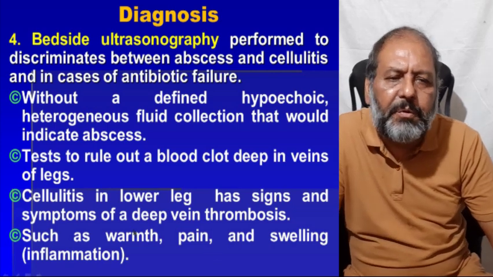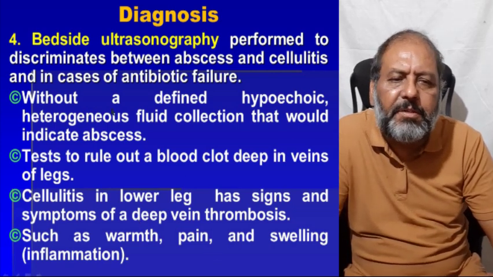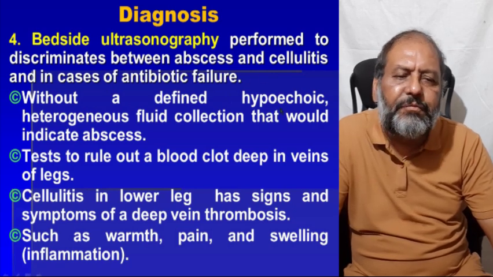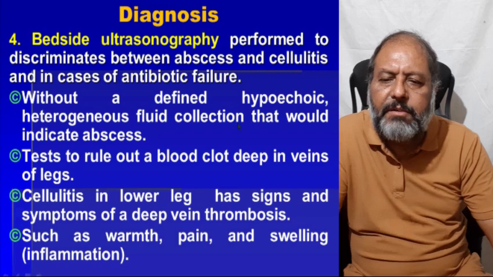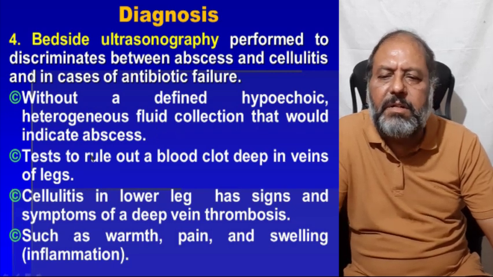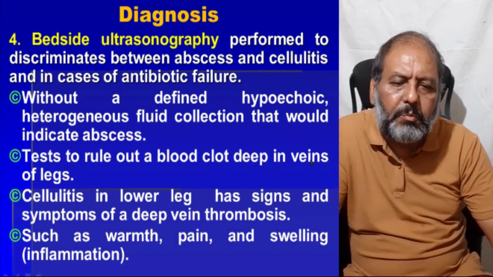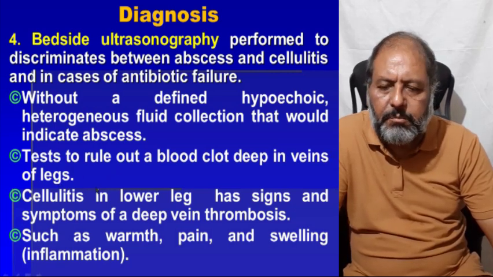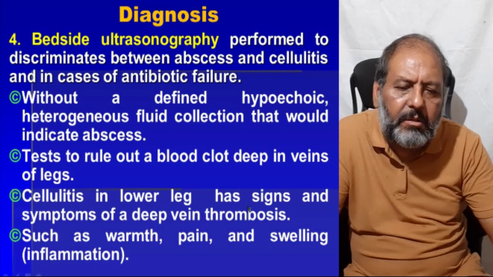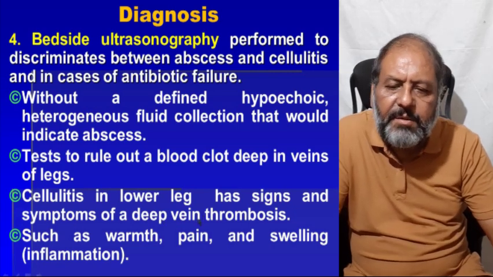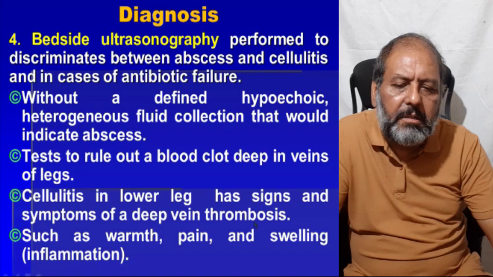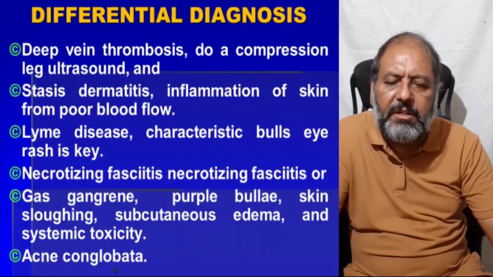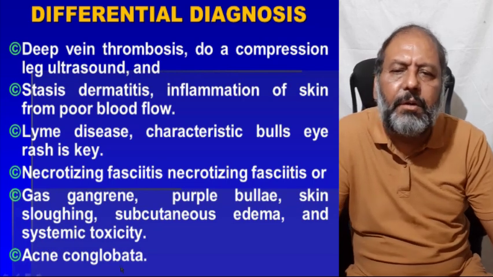Bedside ultrasonography is performed to discriminate between abscess and cellulitis, and in case of antibiotic failure, without a defined hypoechoic heterogeneous fluid collection that would indicate abscess, test to rule out a blood clot deep in the veins of the legs, that is deep venous thrombosis, DVT. Cellulitis in the lower leg has signs and symptoms similar to DVT, such as warmth, pain, swelling, and inflammation. If these occur, one has to think of that.